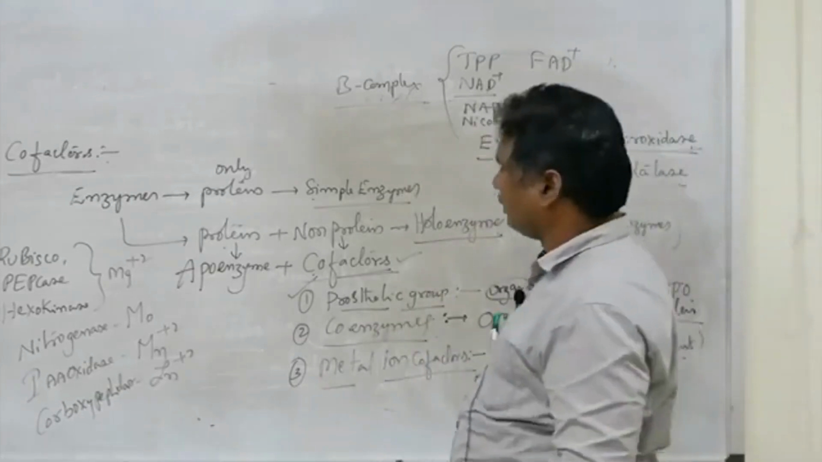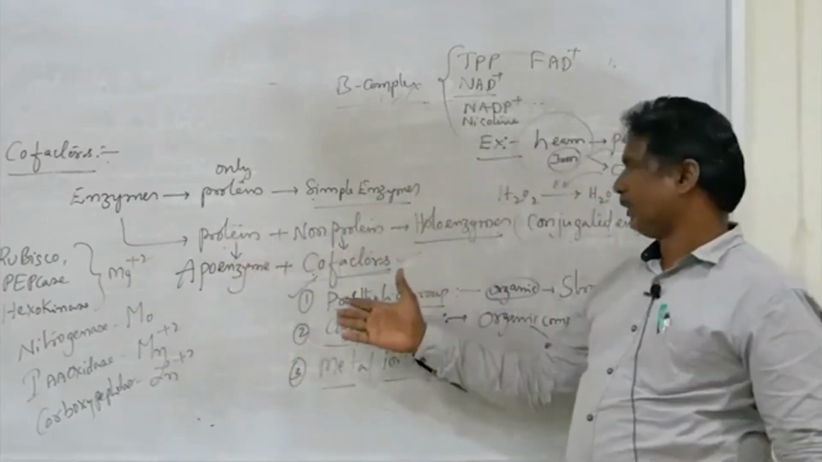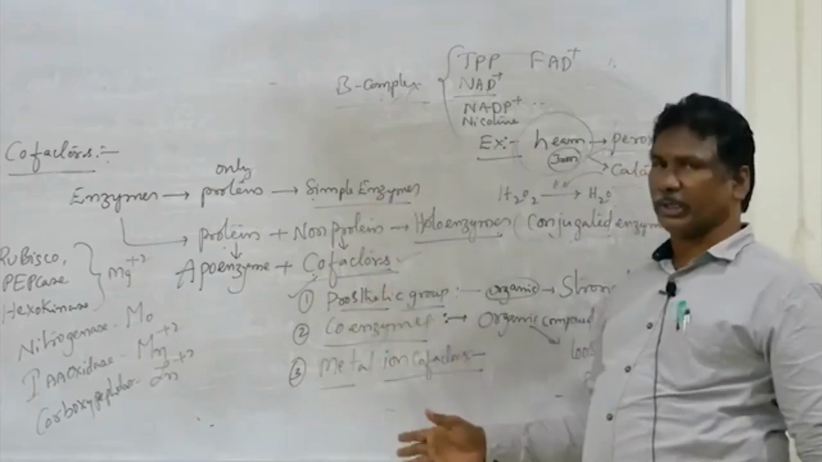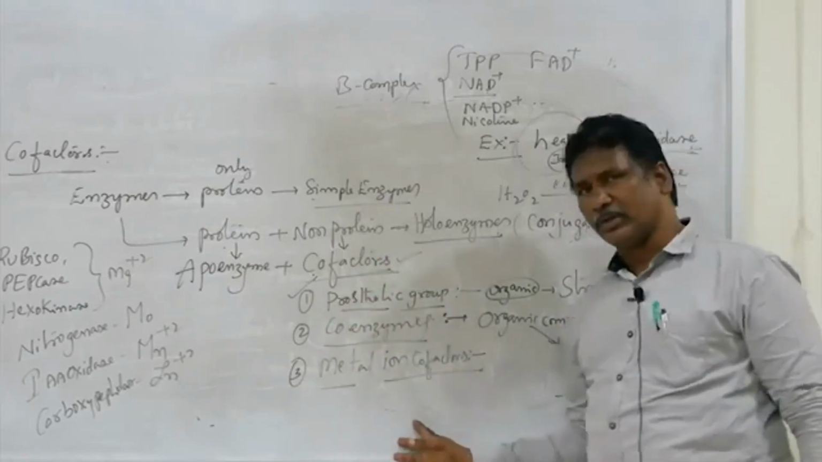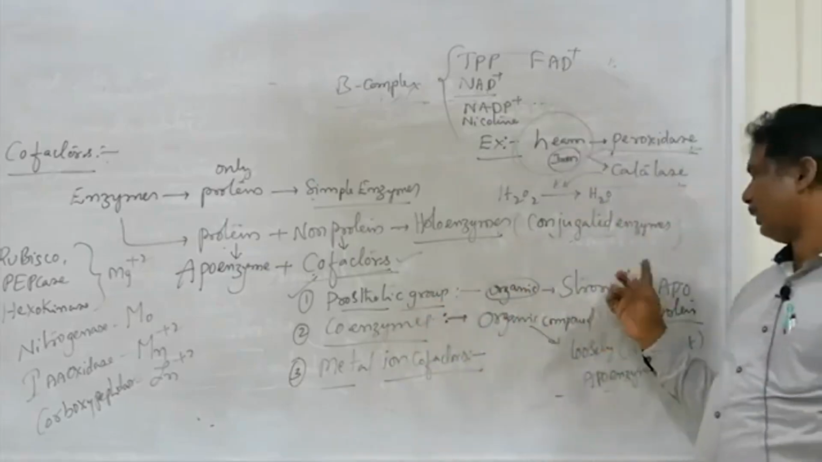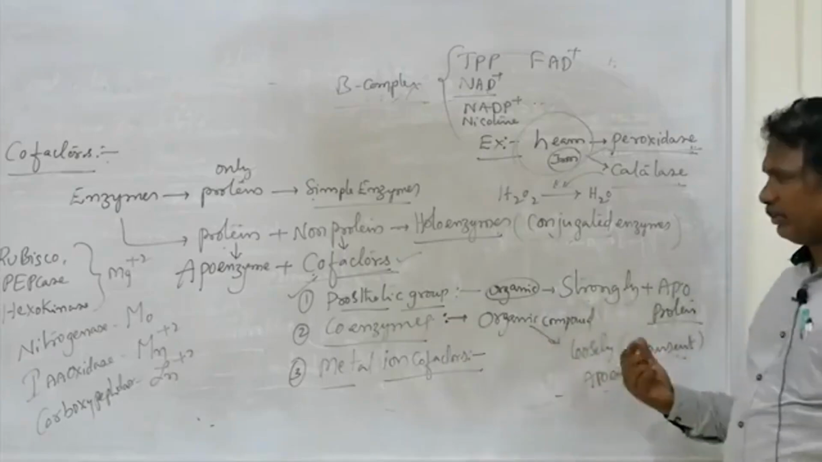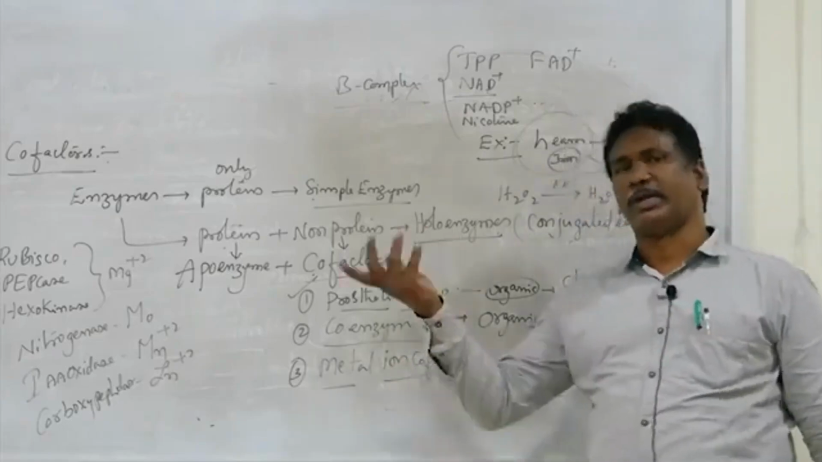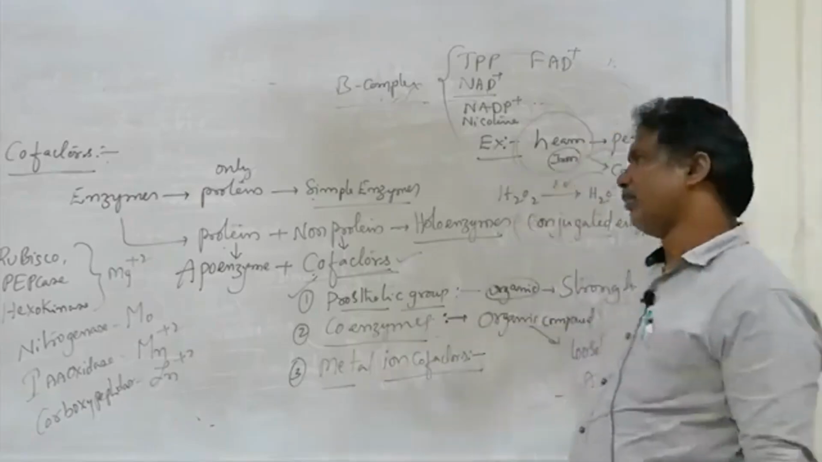So once again, you can see this one. The protein part is called apoenzyme, the non-protein part is called cofactor. Those cofactors are of three types: prosthetic group, coenzymes, metal ion cofactors. Prosthetic group is strongly bonded with enzyme protein. Coenzymes are loosely bonded with enzyme protein. Metal ions activate the enzymes, and those are strongly attached to the enzyme protein.